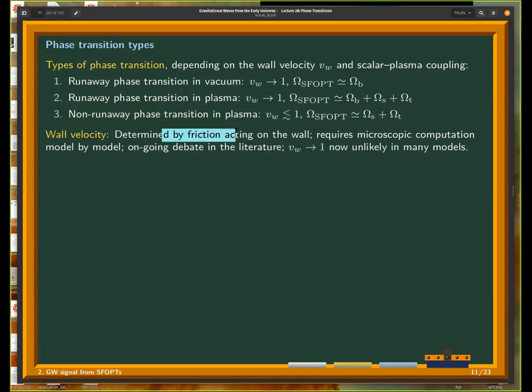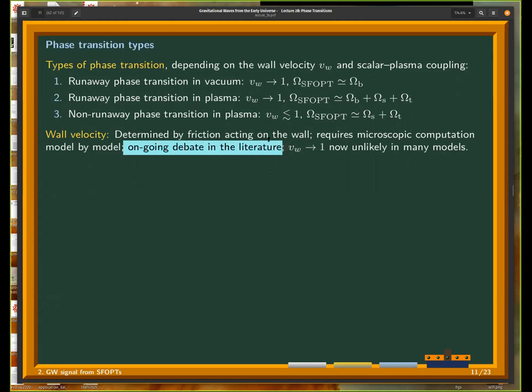And this is determined by the friction acting on the wall. This requires a microscopic computation, model by model. It's a model-dependent question to some extent. You can also try to derive model-independent expressions, but in the end, if you really want to check the bubble wall velocity, you have to do this in your specific model. I'm not an expert on these calculations, but my impression is that there's still an ongoing debate about this in the literature.